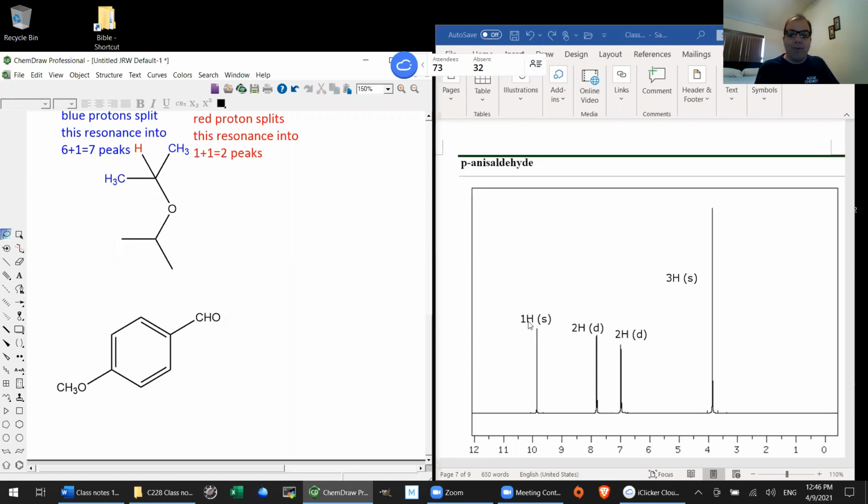We have our 1H resonance. That's going to be our aldehyde hydrogen. The 3H resonance is also going to be a singlet because, again, if you look at that methyl group, there are no adjacent hydrogens. They would be coming right off the oxygen, and there are none. So no surprise that the aldehyde hydrogen and the methyl hydrogen are both singlet resonances. But what about these aromatic hydrogens? Let's do our blue versus red thing again.